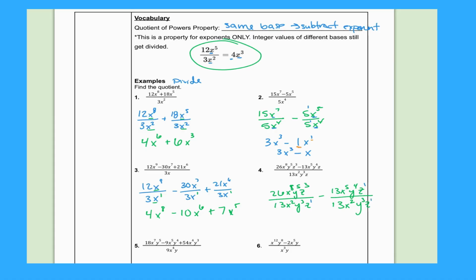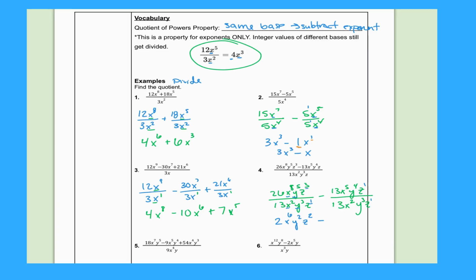So 26 divided by 13, not like bases, so we divide like normal. That's 2. The x's are like bases. 8 minus 2 is 6. The y's are like bases. 5 minus 3 is 2. And the z's are like bases. 3 minus 1 is 2. I'm going to bring down the minus sign.